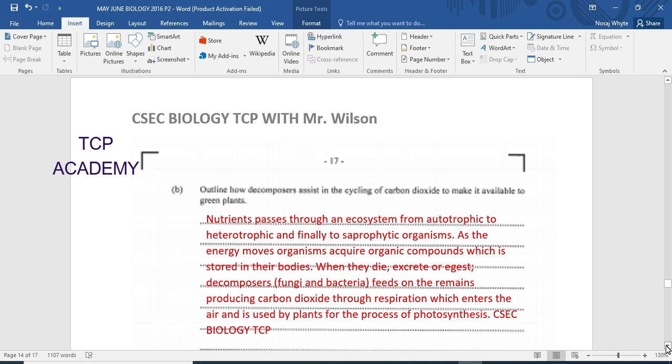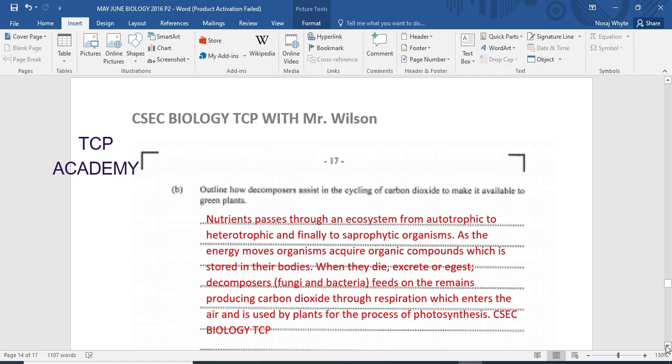Now outline how decomposers assist in cycling carbon dioxide to make it available to green plants. Decomposers really cycle this carbon dioxide as they respire during the process of breaking down organisms, breaking down organic compounds. So nutrients pass through the ecosystem from autotrophic to heterotrophic and finally to saprophytic organisms, of which decomposers are a part.